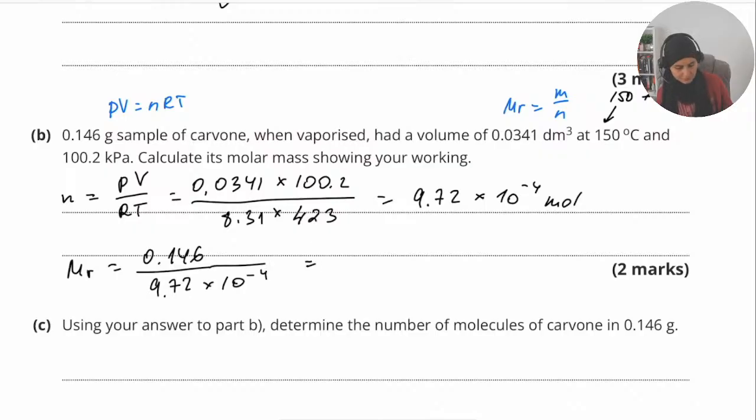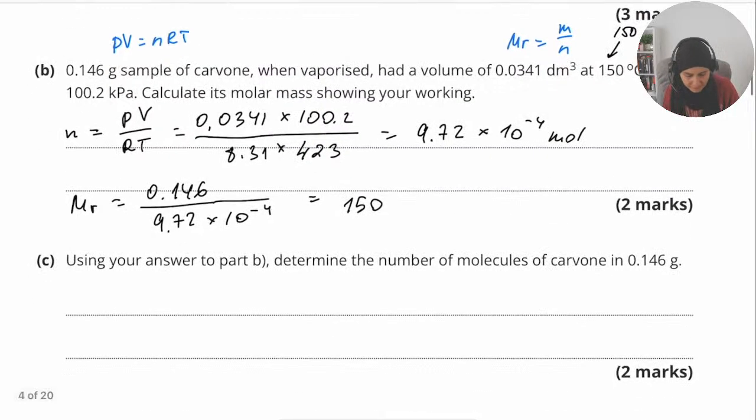0.146 over 10 to the negative 4, which is 150.2. Well, I'll just round it to 150. That's a good molar mass. It's not too small, not too large. If you got something like 15, probably it's wrong. If you got something like 1,500, probably you messed up the units. Okay, so that's the MR.